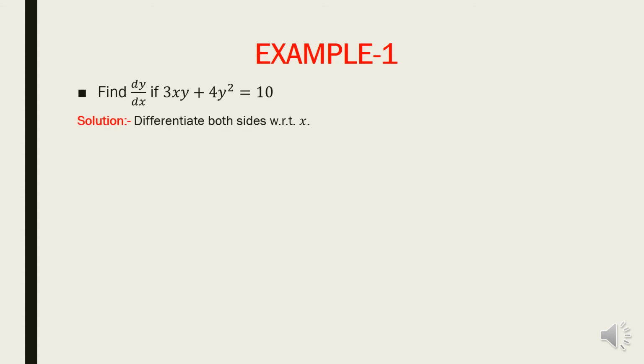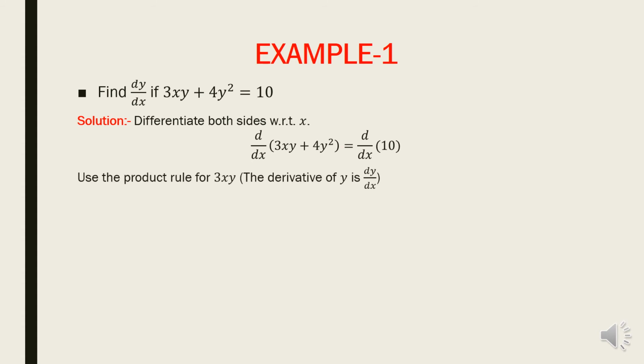See the example. Find dy by dx if 3xy plus 4y square is equal to 10. Solution: differentiate both sides with respect to x. After differentiating, d by dx of 3xy plus 4y square is equal to d by dx of 10. Use the product rule for 3xy. The derivative of y is dy by dx.